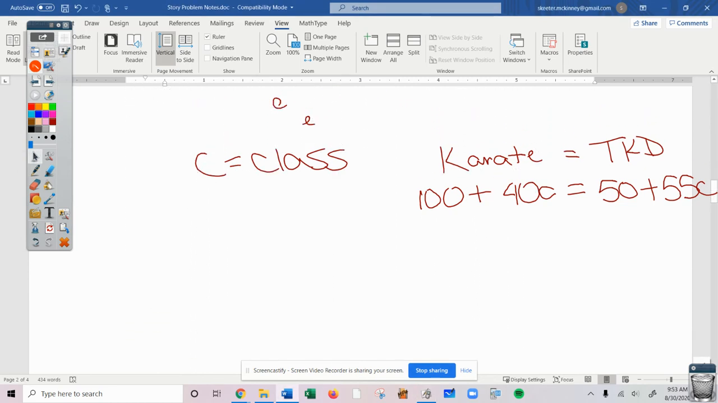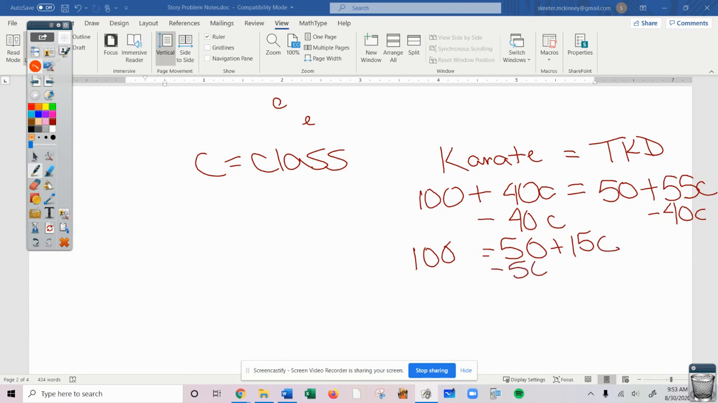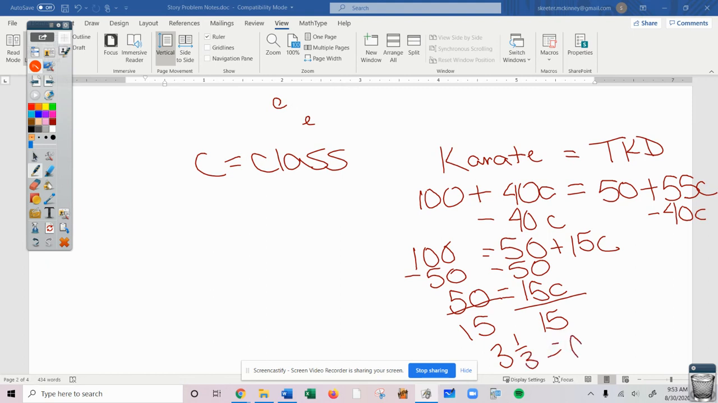Okay, so then once we're here, this is just something we're going to solve. So I'm going to get my variables together, right? They're on opposite sides, so I want to use the opposite sign. The solving at this point should not be an issue. Okay, I'm going to undo addition and subtraction, and so I get 3 1/3 equals C.